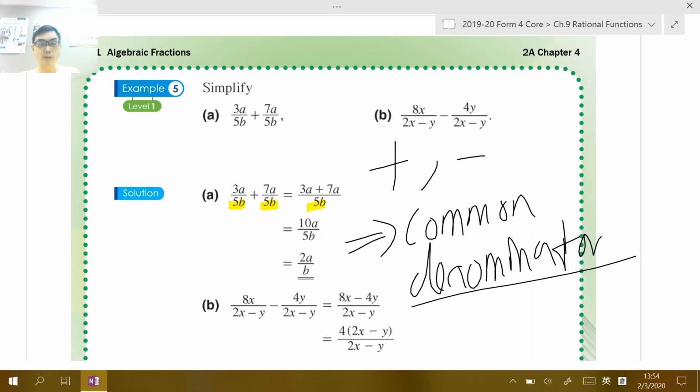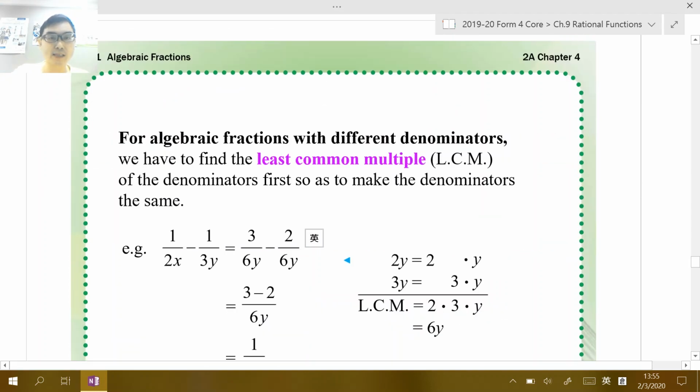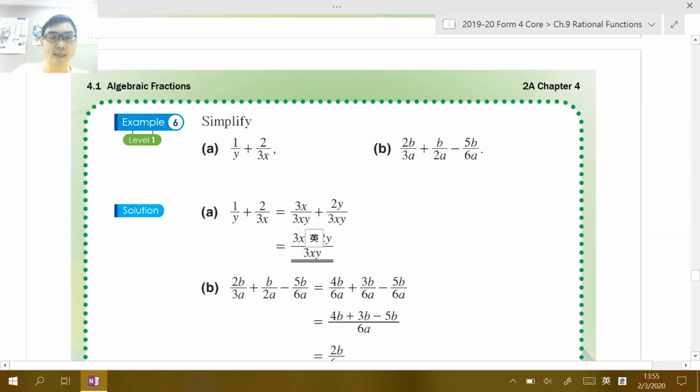For example, here you can see A, you have made all the denominators 5b. So the next step should also have denominator 5b, but no other. So this one you need to remember. Also, besides this one, sometimes you can see two fractions with no common factors between the denominators.